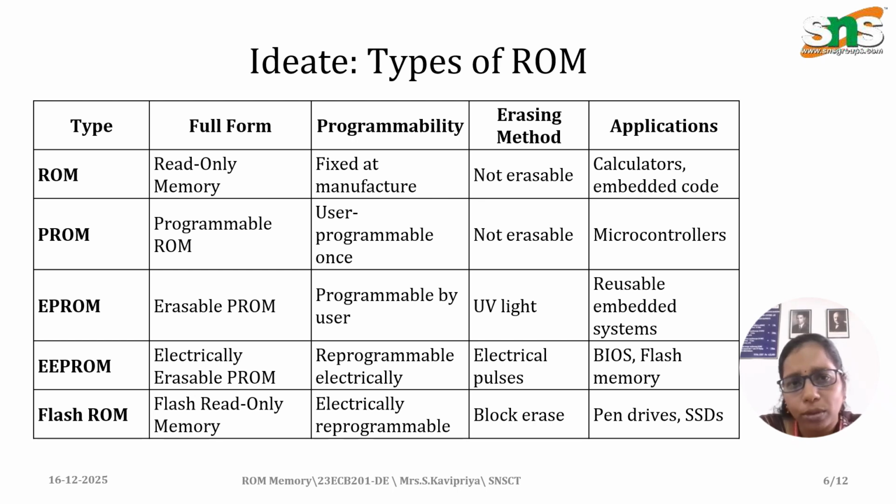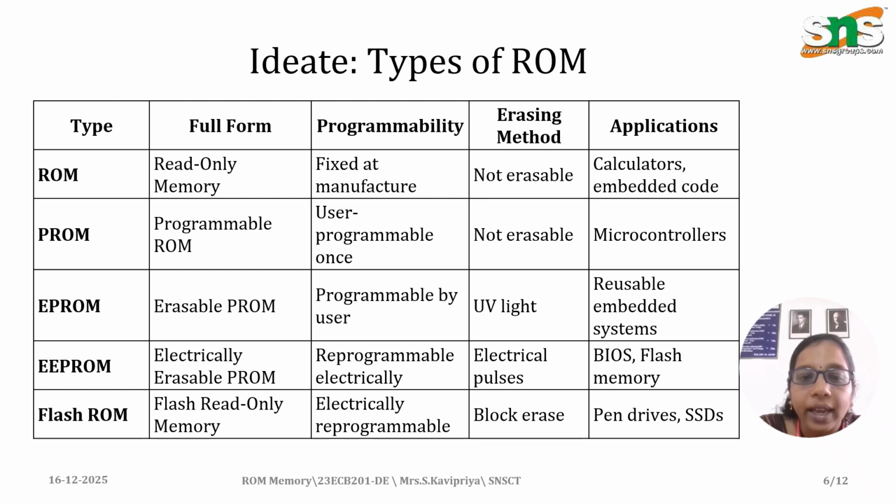We have discussed ROM. ROM is a read-only memory. The programmability is fixed at the time of manufacturing. Erasing the content is not possible, and it is used in calculators and embedded codes. And next is the programmable read-only memory. Its programming is done by the user and it is programmed only once. It is not erasable. It is used in microcontrollers.